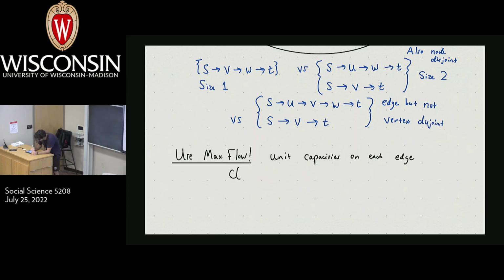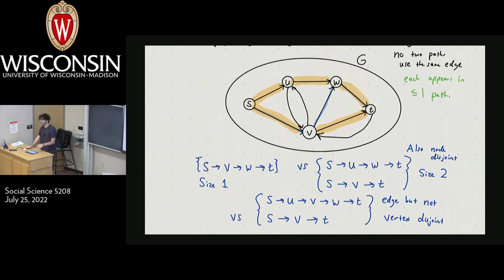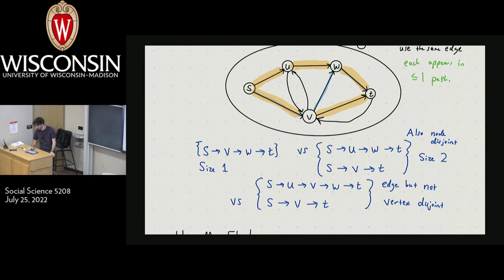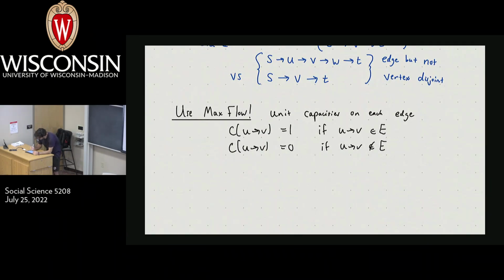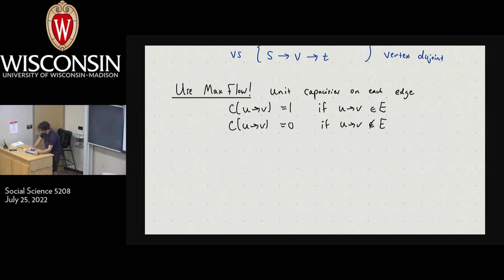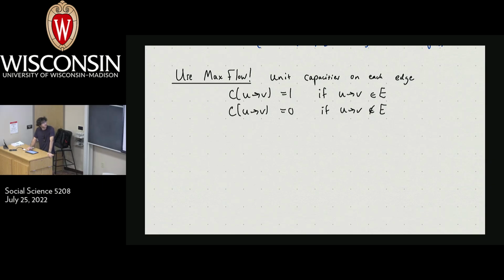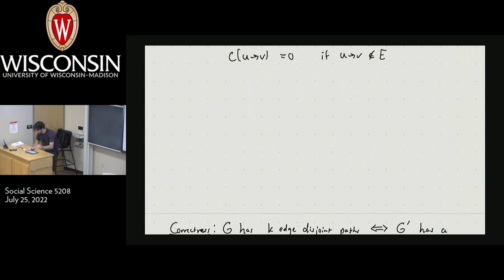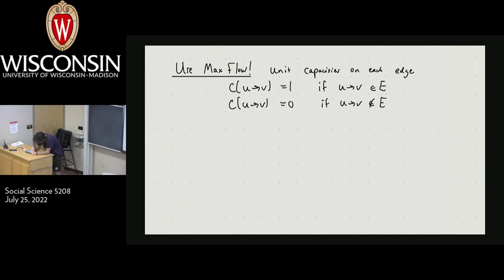So in other words, the capacity of any edge u to v equals 1 if u to v is an edge, and it's 0 if u to v is not an edge. Or you can just think of it as the edges that do exist, we just put a 1 as their capacity. And we'll call this new graph with those capacities G prime, or you could just say this is G with this capacity function. Either way, it's the same. So now that we have these capacities, we can just run some max flow algorithm. So let's just compute a max flow.